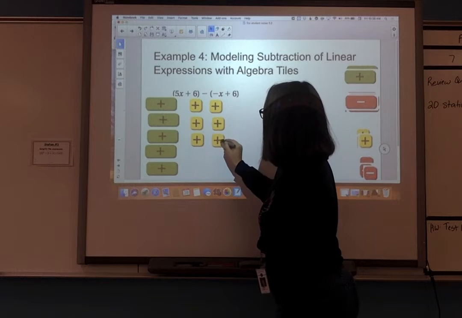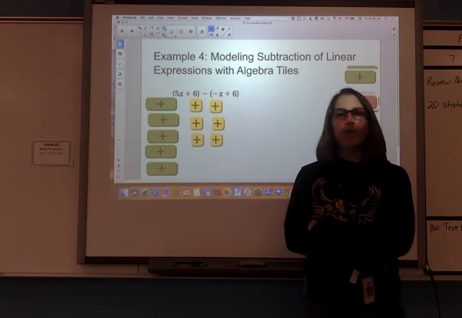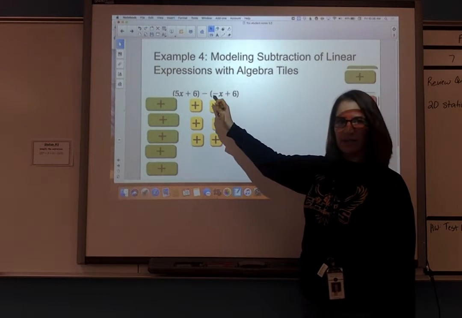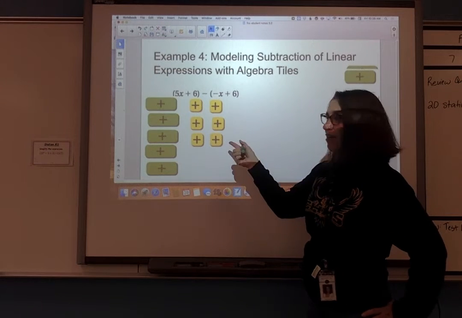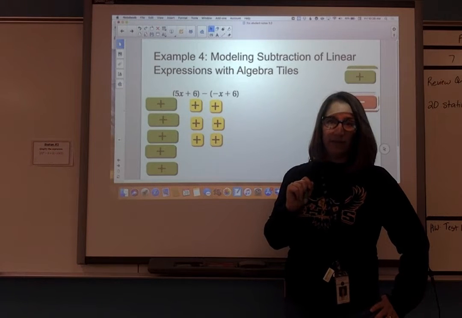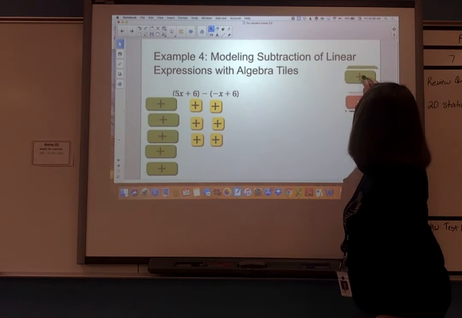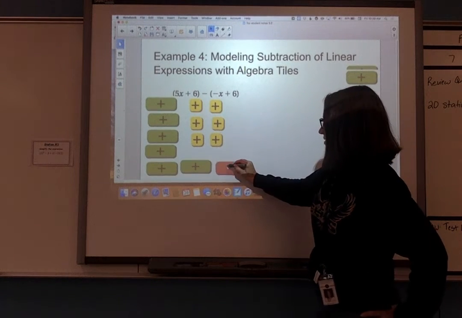Okay. Now, we need to look at what our subtraction problem tells us to take away. We need to take away a negative x and 6 positive counters. I have the 6 positive counters. I don't have a negative x to take away, right? So I need to add a 0 pair of x's.